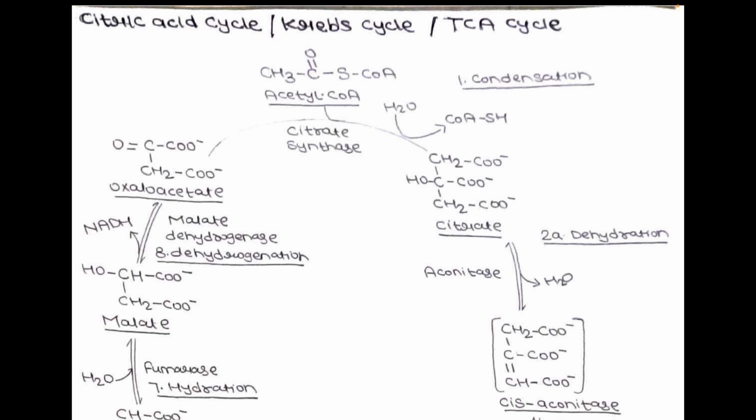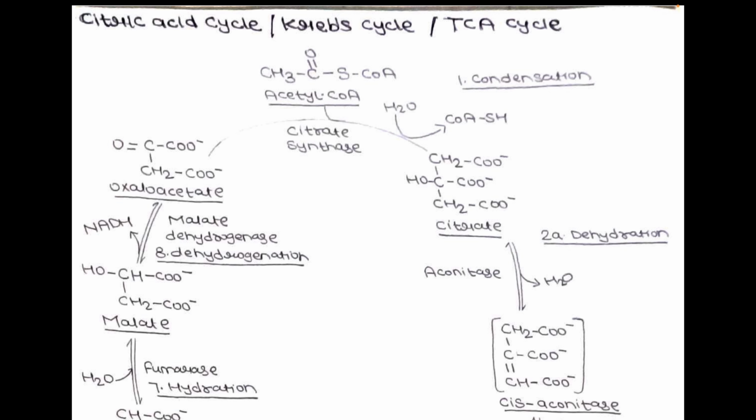Here's the elegant design. A 2-carbon acetyl group joins a 4-carbon acceptor, oxaloacetate, to make a 6-carbon citrate. Then as the cycle turns, 2 carbons are released as carbon dioxide, and through a series of oxidations, the molecule is whittled back down to the 4-carbon oxaloacetate, ready to grab another acetyl group and go again. It is a catalytic cycle. Oxaloacetate is consumed at the start and regenerated at the end. So a tiny amount can process acetyl coenzyme A endlessly.